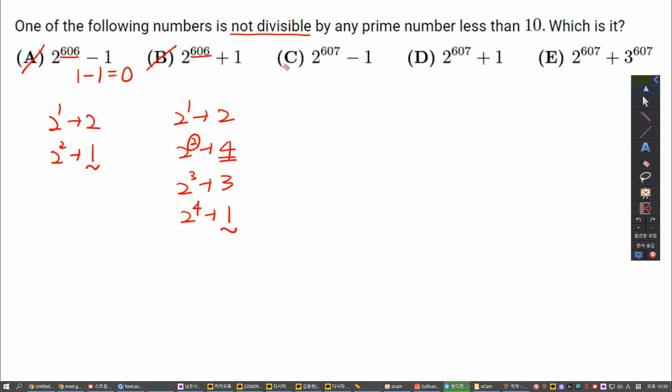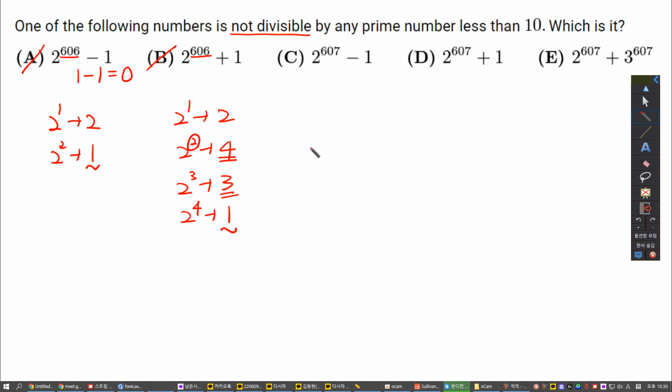In the case of C, it's not a multiple of 2, and because it's an odd power, when divided by 3 the remainder is 2. 2 minus 1 is 1, so it's not a multiple of 3. And when 607 is divided by 4, the remainder is 3, so when divided by 5 the remainder is 3. 3 minus 1 is 2, so it's not a multiple of 5.